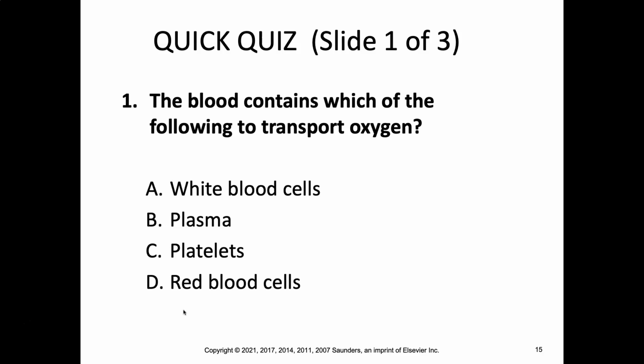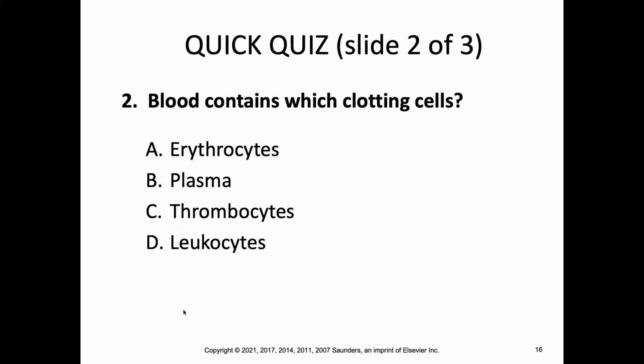Blood contains which of the following to transport oxygen? Where is oxygen transported? Not in white blood cells, not in platelets. So where else can it be? Blood contains which clotting cells? Which is a type of blood cell that causes clotting.